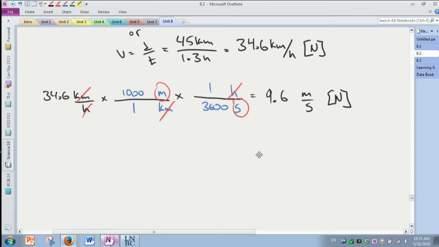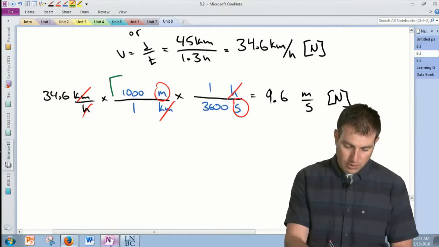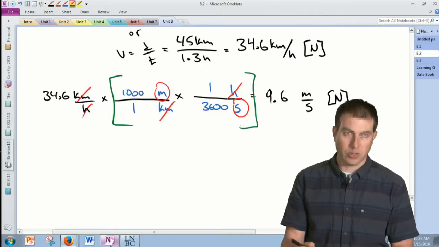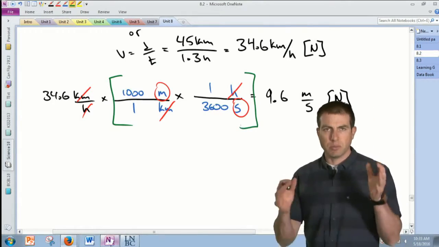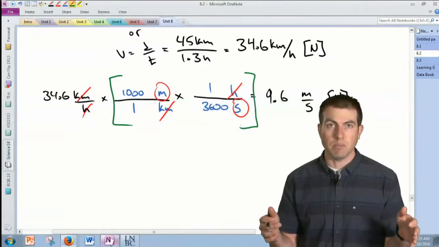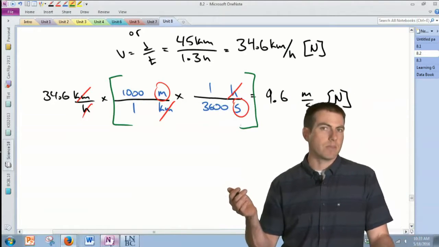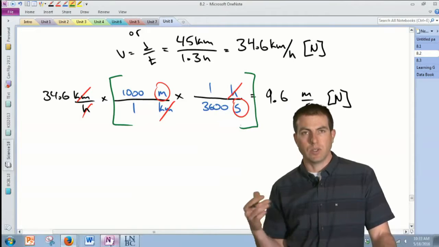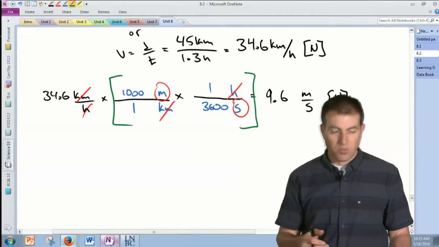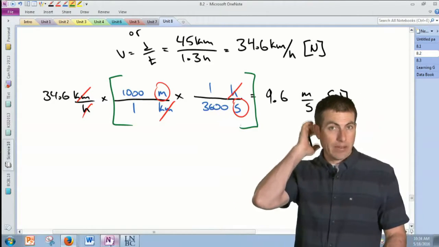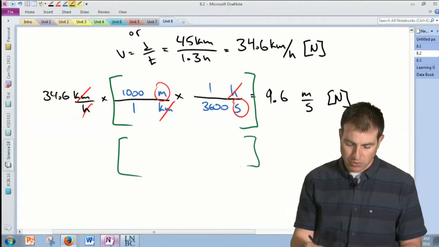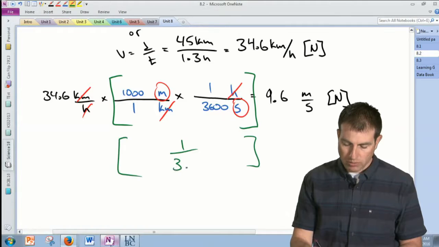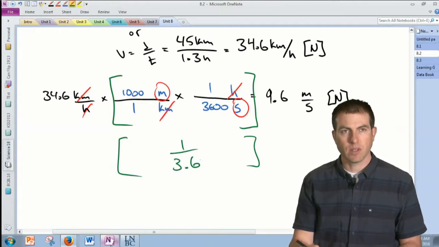So I'm going to ask a bit of a question. If I draw some big green brackets here, and I think about the math in the green brackets, it's always going to be the same. I'm always going to have 1,000 on the top times 1 and 1 times 3,600 on the bottom. So if I were to simplify all of the math inside the green bracket, what am I going to get in terms of a fraction? Well, I'm going to get 1 divided by 3.6.